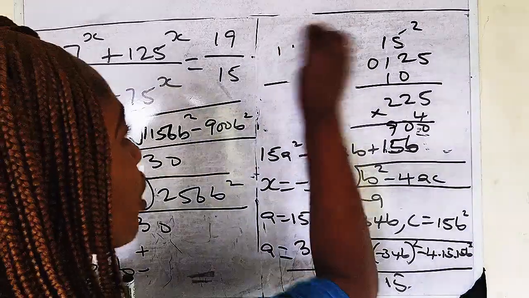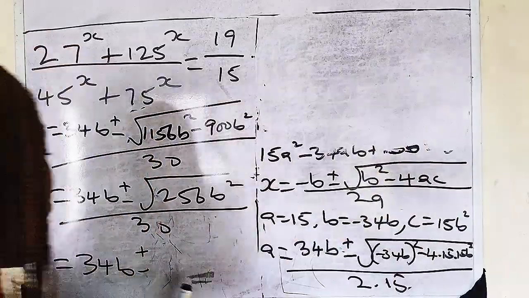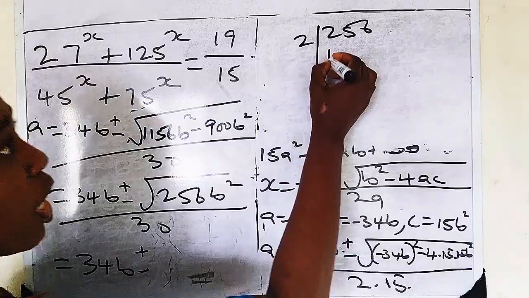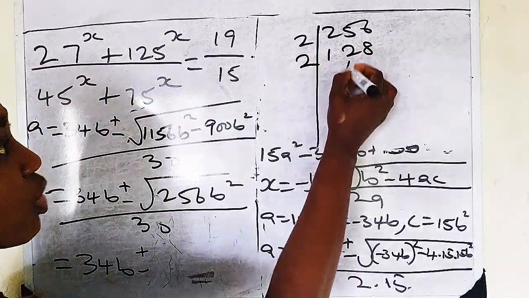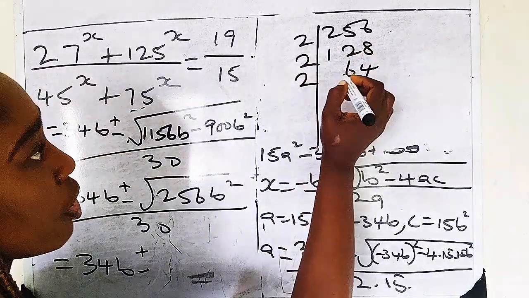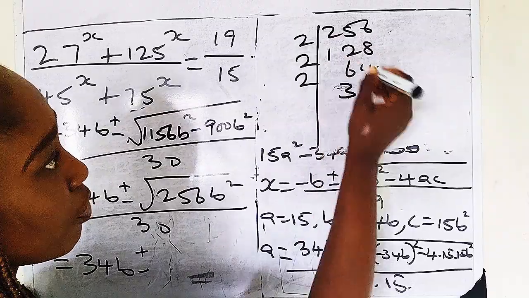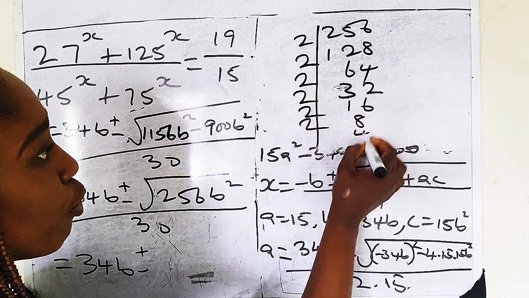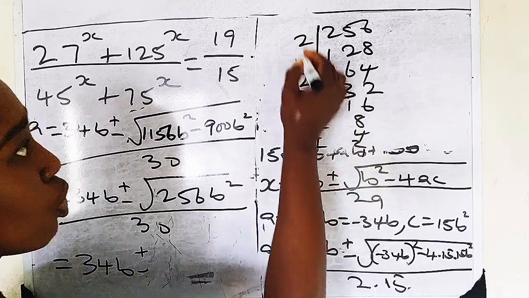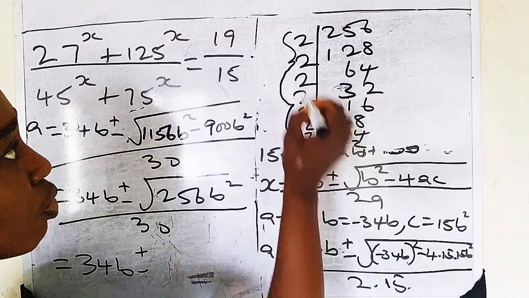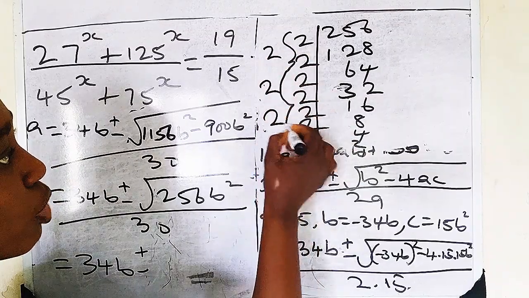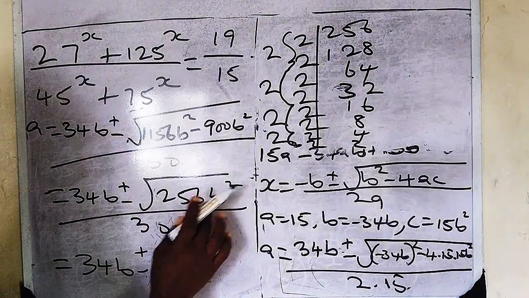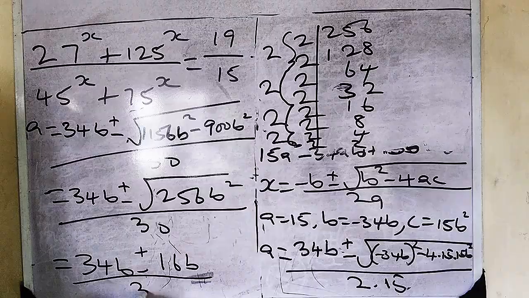Let's be sure, let's do it now so that we'll be sure of what we are doing. The square root of 256, we have 256, divided by 2, we have 128, divided by 2, 64, divided by 2, 32, divided by 2, 16, divided by 2, 8, 2, 4, 2, 2, and 2, 2. We group in 2. So 2 times 2 is 4, times 2, 8, times 2, 16. So the square root of 256 is 16. Now the square root of B squared is B. Everything is all over 30.